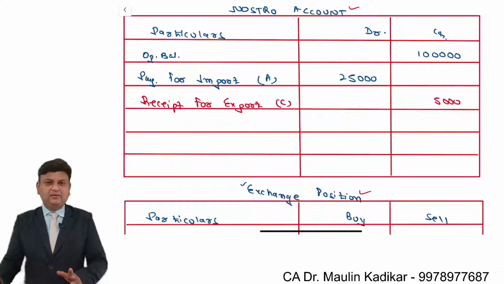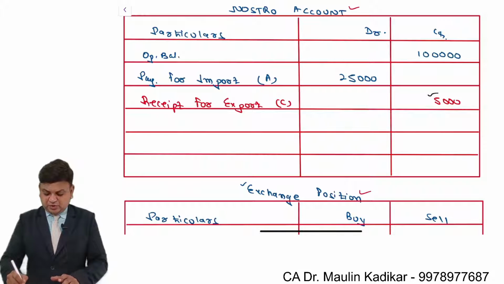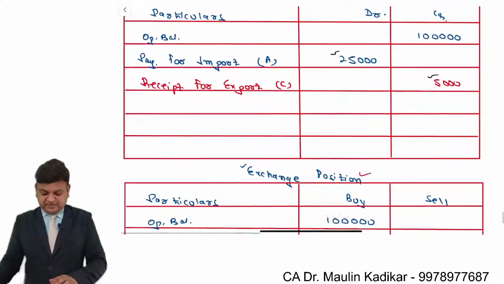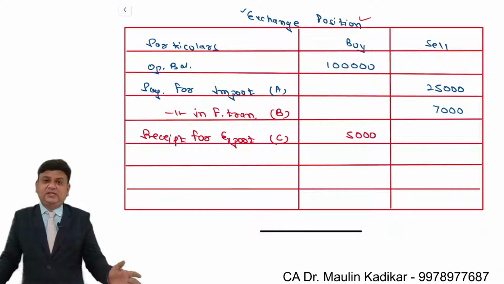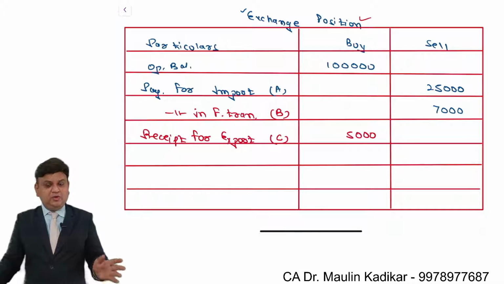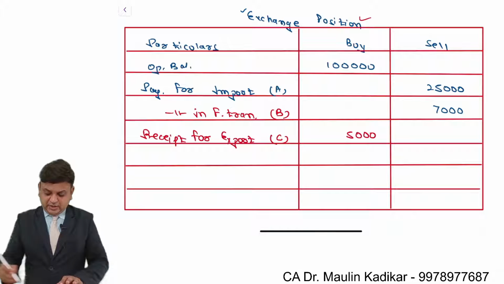Afterwards it's very simple. If we are going to have the receipt, then it will increase our credit balance. If we are going to make payment, then it is going to reduce our credit balance. Exchange position is indicating what kind of transaction you have entered upon for purchase and sale of foreign currency. As a bank I would like to know whether I will be having the overbought position or oversold position at the end of the period. So we are having the exchange position.